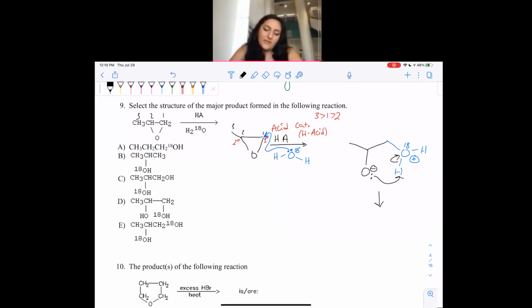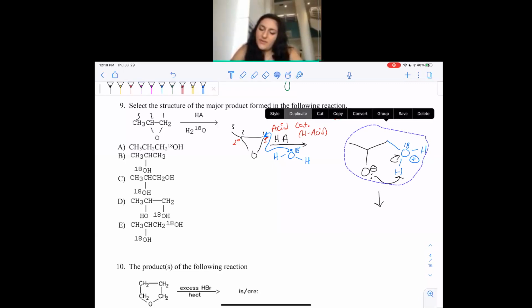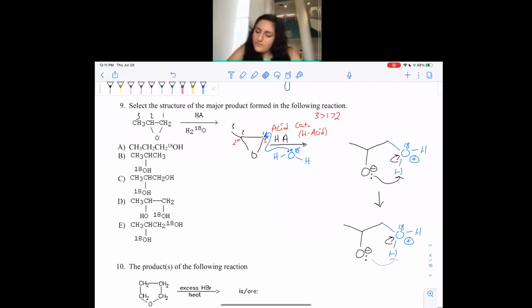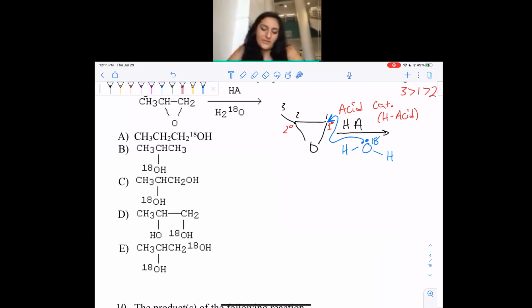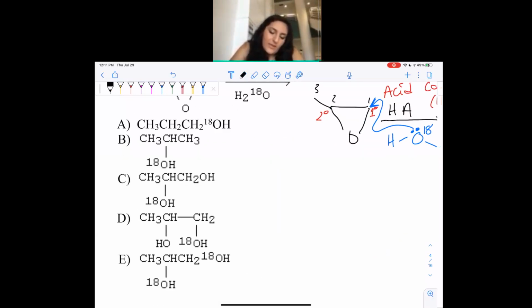And we get this. I'm lazy, so I'm going to copy that. So essentially what we're looking for is an answer choice that has 2 OHs, but the O18 is on the end. So let's go through the answer choices. We only have 1 OH, so that can't be right. We only have 1 OH, so that can't be right. So A and B are out.